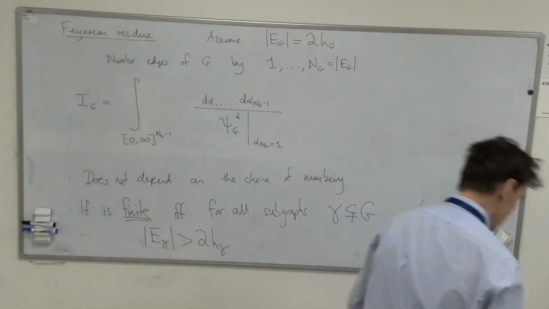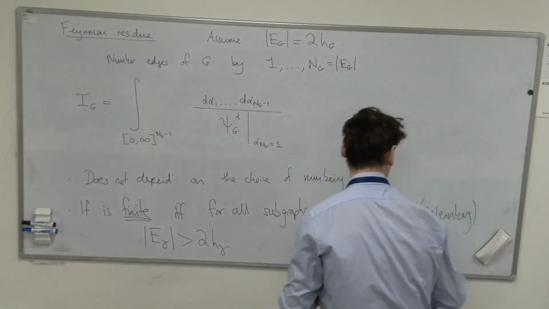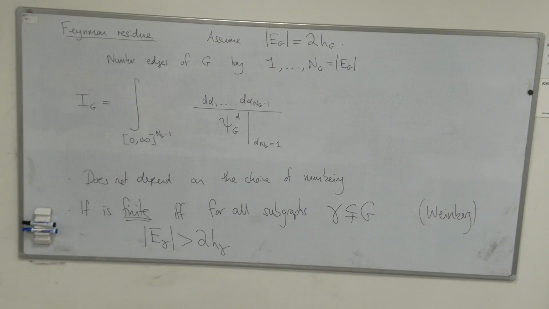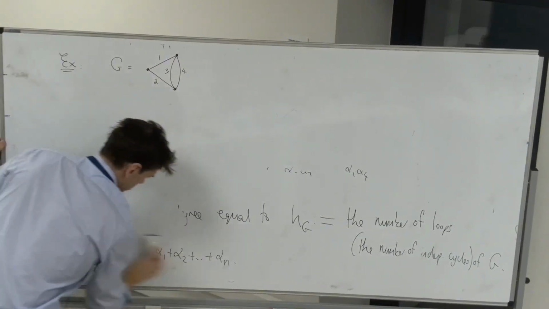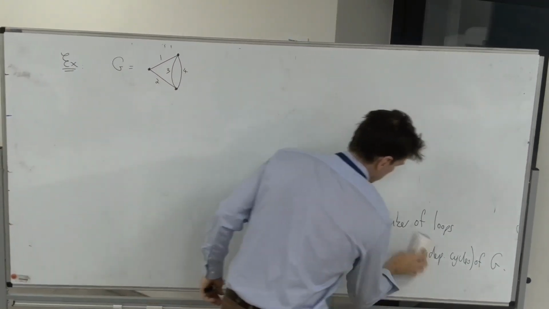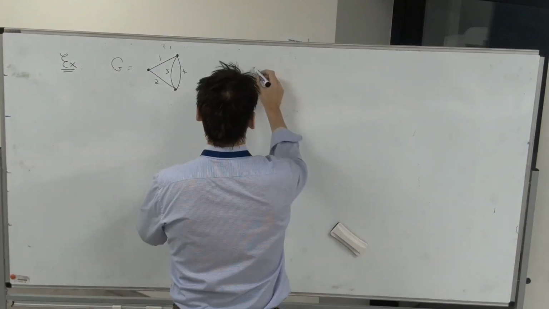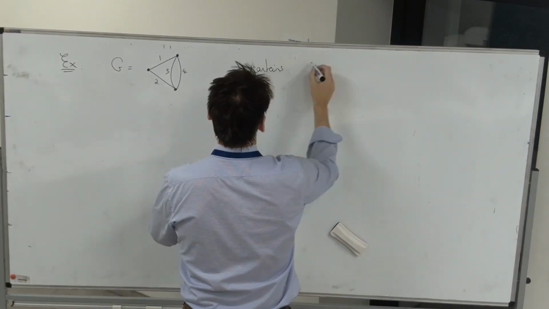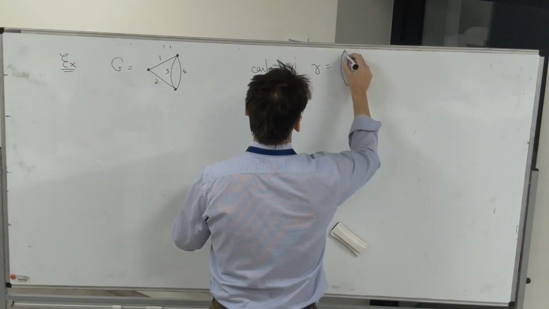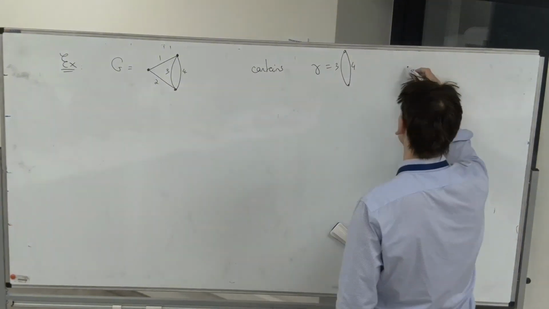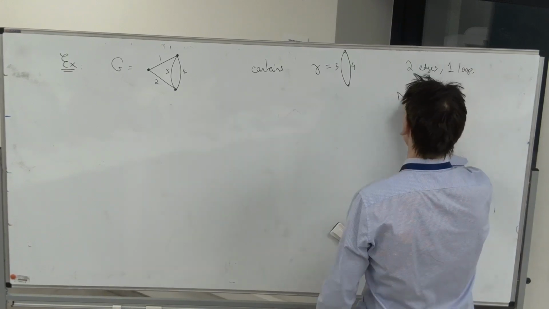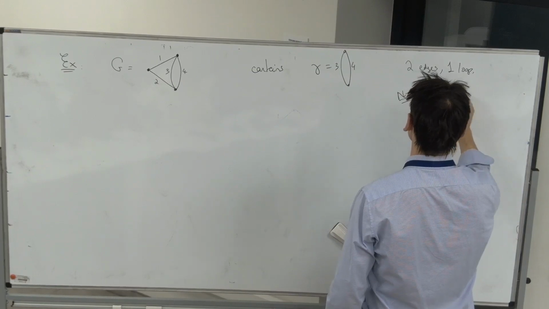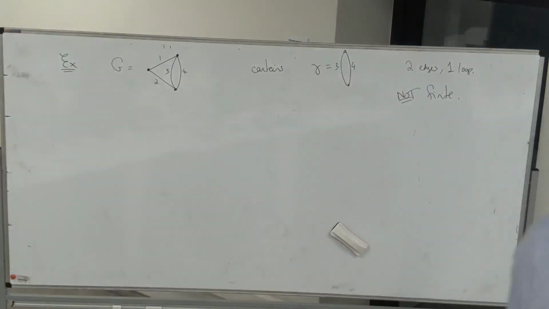So let's do an example, and then I can illustrate this convergence condition. So this graph does not have a convergent integral. It contains a subgraph, called a divergent subgraph, which has two edges and one loop. So this integral is not finite. So this one's no good. It has what's called a subdivergence.